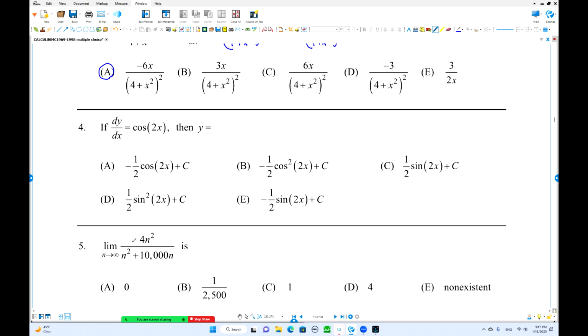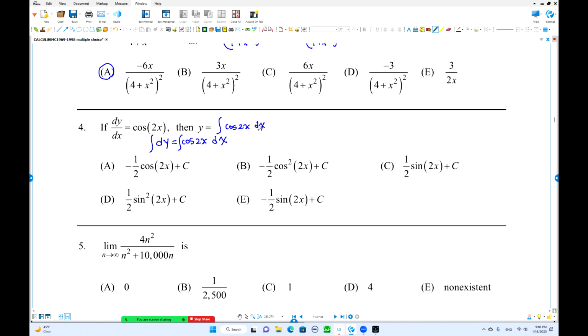All right, number 4, dy dx equals cosine 2x. So what is y? Okay, integral, right? Or you can use this as kind of like a differential equation, okay? So times dx on both sides. dy equals cosine 2x dx. After that, you can take the integral, right? The integral of dy is y. That is y equals, this exactly looks like this one, the integral of cosine 2x dx. Are you okay with this? Now find the antiderivative.